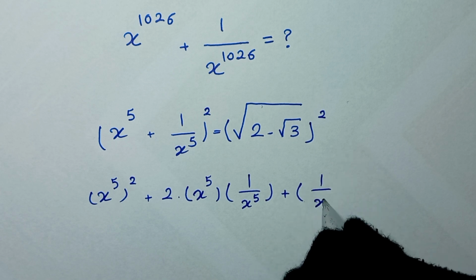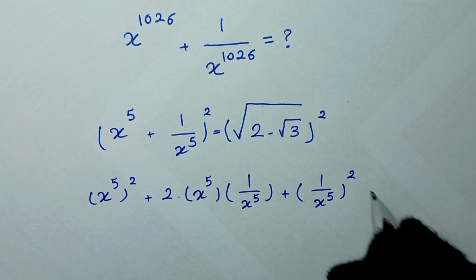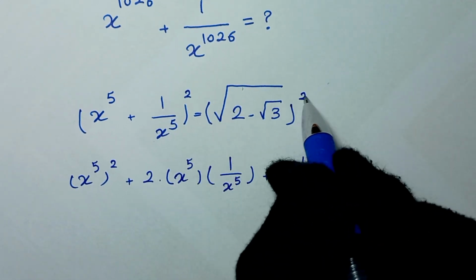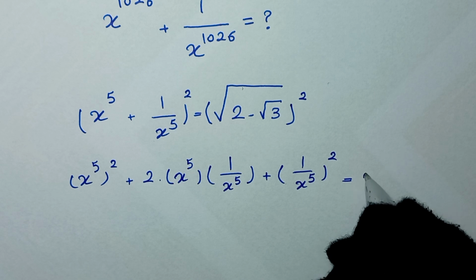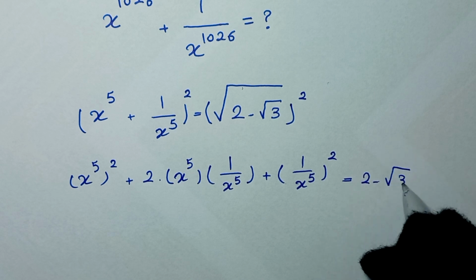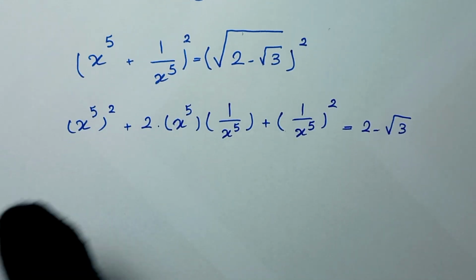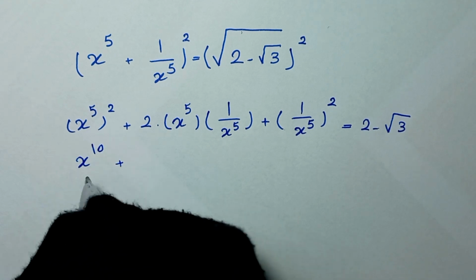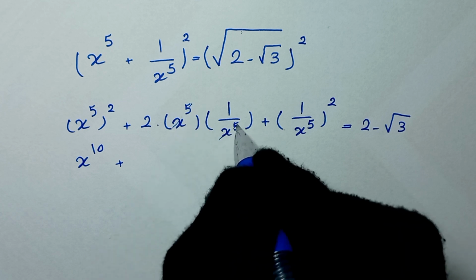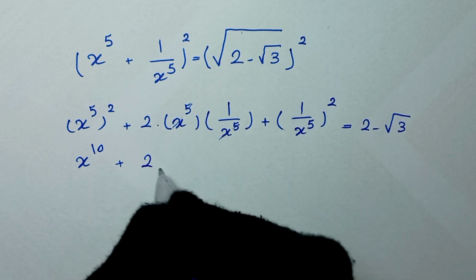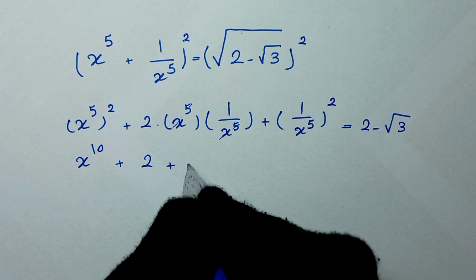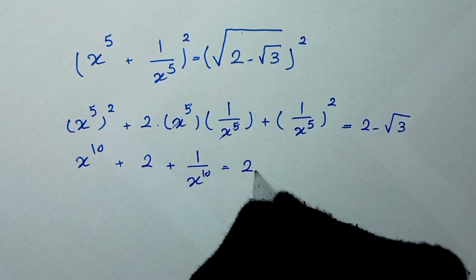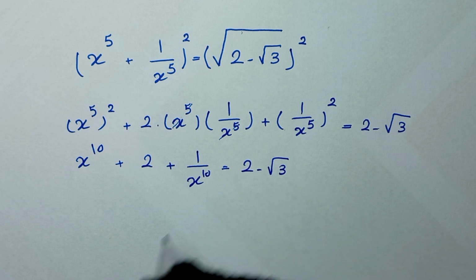1 over x to the power of 5 to the power of 2 is equal to, in here, this to the power of 2, this 2 will cancel this square root and it will be 2 minus square root of 3. And it will be x to the power of 10 plus, this will cancel this and it will be 2, so plus 2 and plus this to the power of 2, it will be 1 over x to the power of 10 is equal to 2 minus square root of 3, right?